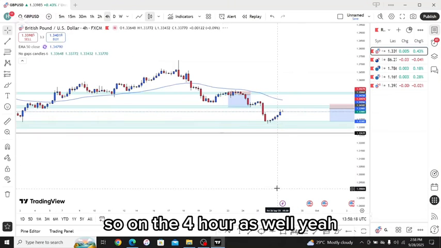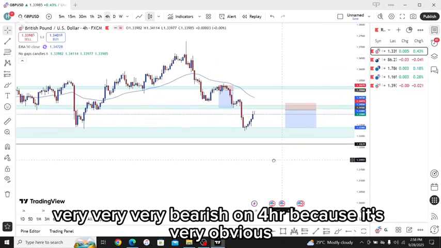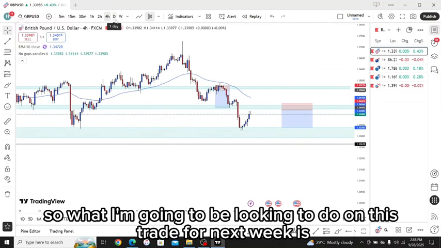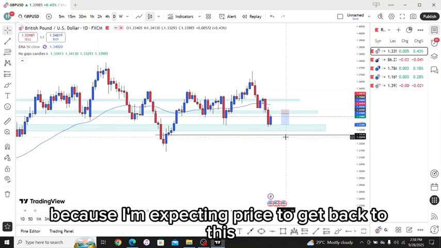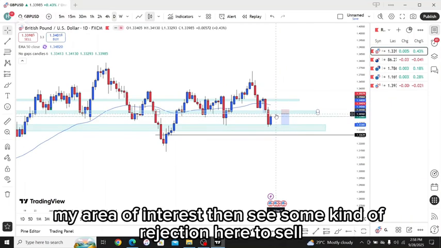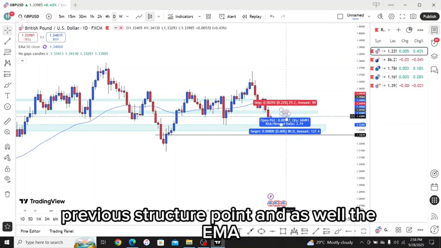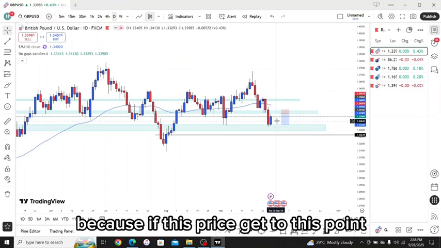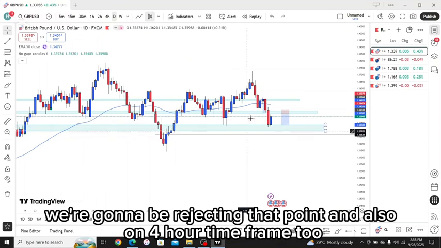On the 4 hour as well, we are very bearish because it's very obvious. So what I'm going to be looking to do on this trade for next week is be short on GBPUSD, because I'm expecting price to get back to my area of interest, then see some kind of rejection here to sell. It's going to reject my area of interest, the previous structure point, and as well the EMA, because if price gets to this point, we're definitely going to have this EMA across it. So you're going to be rejecting that point.